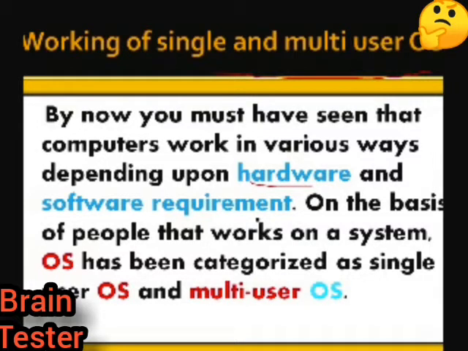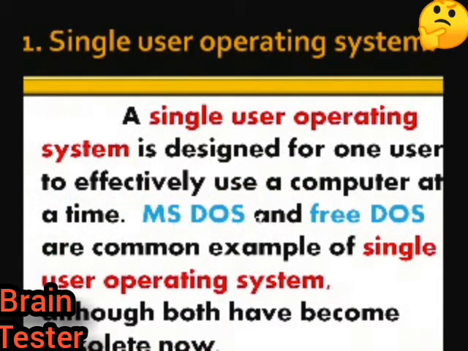Operating systems, on the basis of the number of people who work on a system, are categorized as single user OS and multi-user OS. Next is the single user operating system. First is the single user operating system.